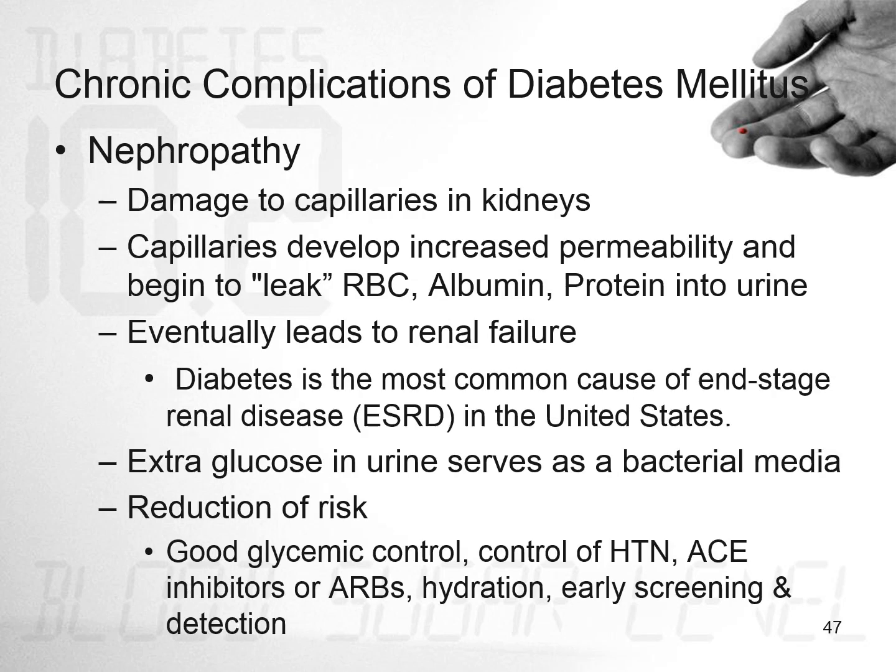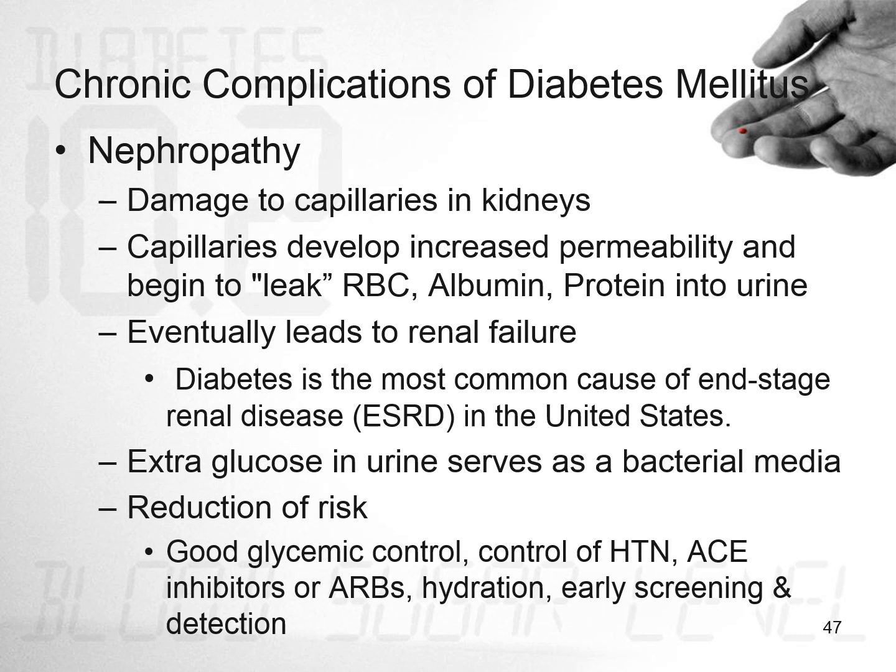Nephropathy. This is damage to capillaries in the kidneys. The capillaries develop increased permeability and begin to leak red blood cells, albumin, and protein into the urine, which are things that we should not be seeing leaking into the urine. It eventually leads to renal failure. Diabetes is the most common cause of end-stage renal disease in the United States. Extra glucose in the urine serves as a bacterial media, so we'll see these patients at an increased risk for UTIs.